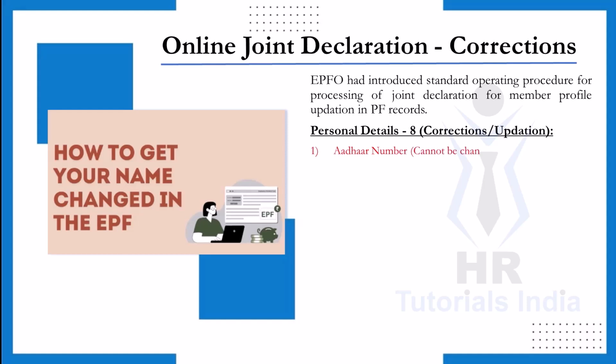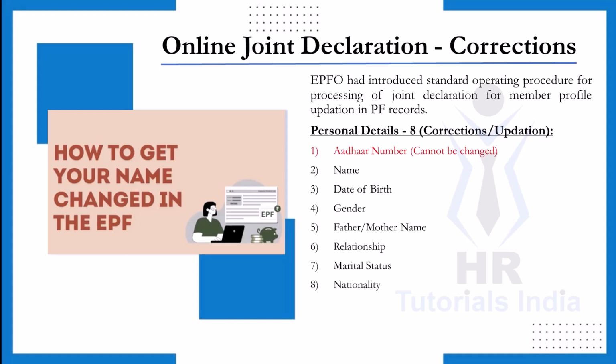Aadhaar number cannot be changed. Aadhaar number will be displayed in the personal details, but it cannot be changed. Name can be changed. Date of birth can be changed. Gender can be changed. Father name or mother name can be changed. Relationship can be changed. Marital status can be changed, and nationality can also be changed. So these are the 8 personal details, among which 7 can be changed, modified or corrected, except the Aadhaar number.